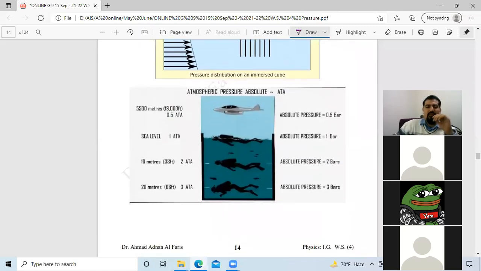Next. Now, anyone make diving here? Whenever you dive inside the water, you will feel there is more pain on your ears, on your eardrum. That means there is what? Extra pressure whenever you go deep. What about if you go up on the airplane? You also feel the same feeling, but the pressure is not increased, it decreases. The atmospheric pressure surrounding you decreases.